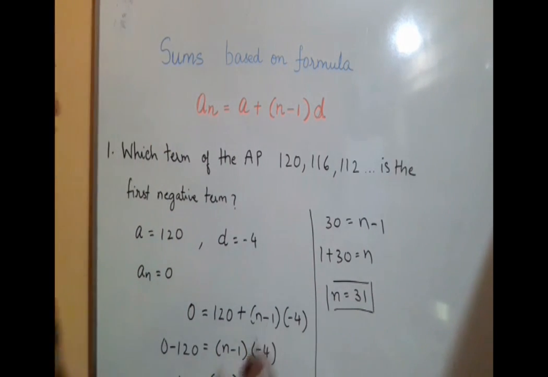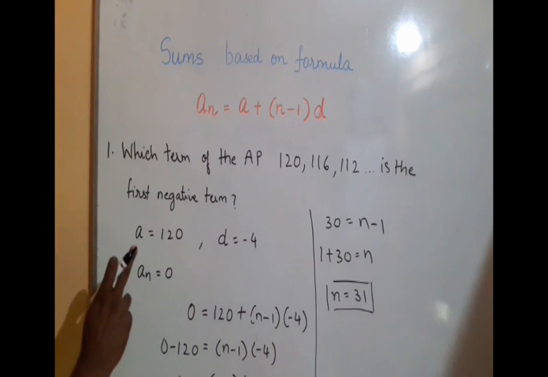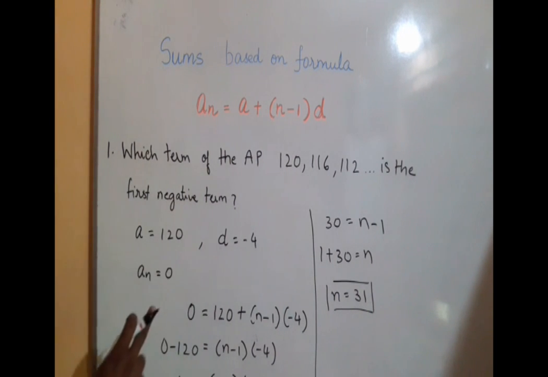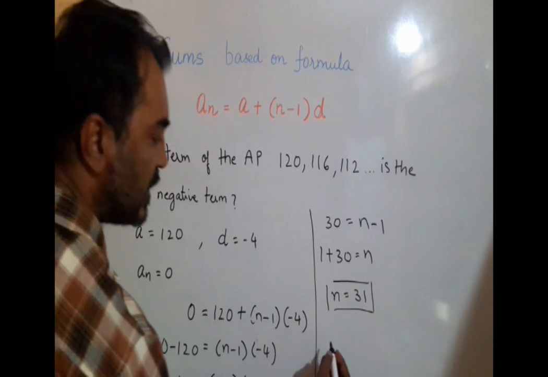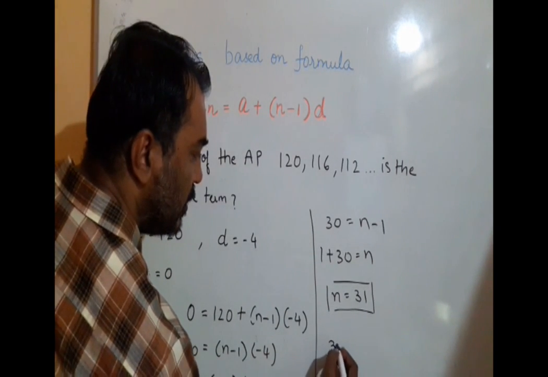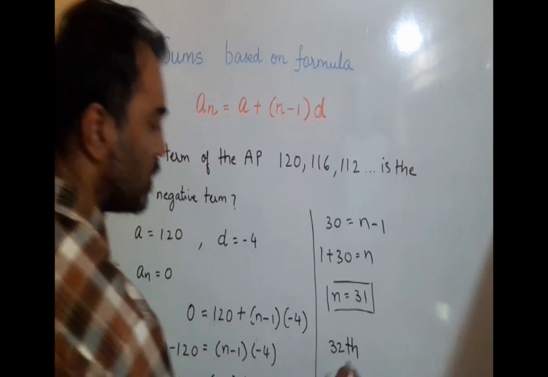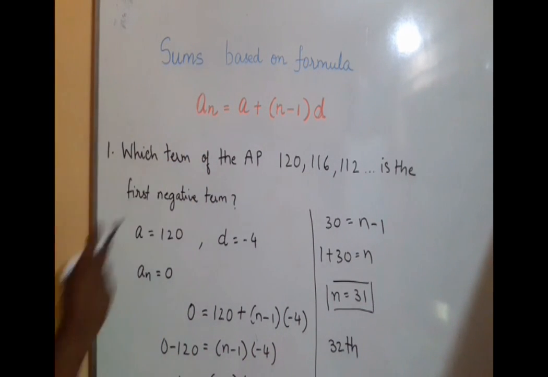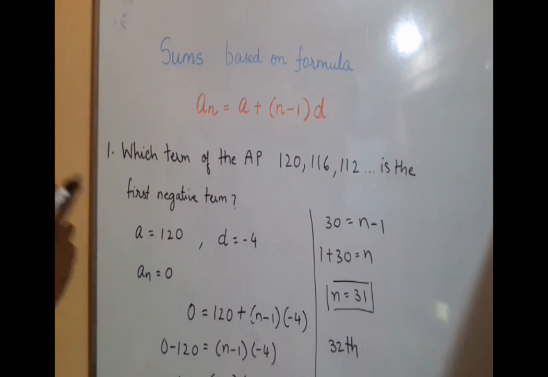Now this is not the answer. What you can see is that the 31st term of the sequence is 0, and after 0 comes the first negative term. So the first negative term of the sequence will be the 32nd term. So the 32nd term of the sequence will be the first negative term of the sequence.